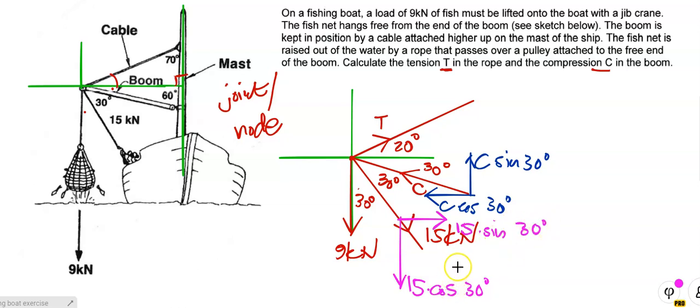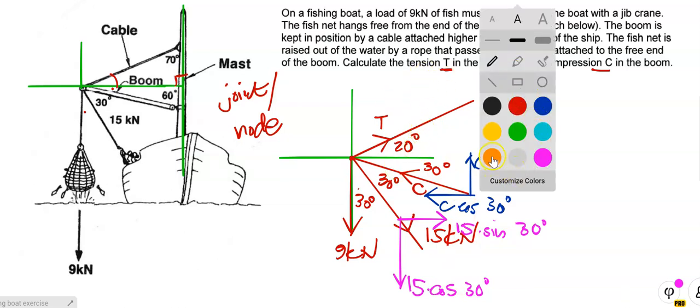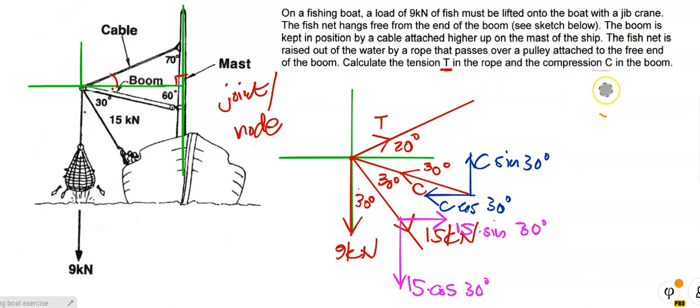Okay, right. Am I done? No. I need to resolve all forces on the vertical and horizontal. I'm going to make that an orangey color. Remember, if I extend this arrow, it's going to be sitting over there. All the vectors start from the same point.